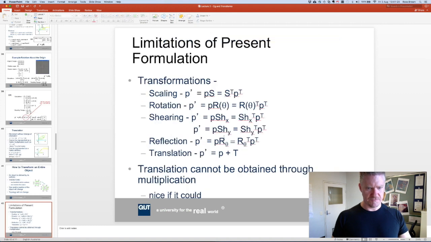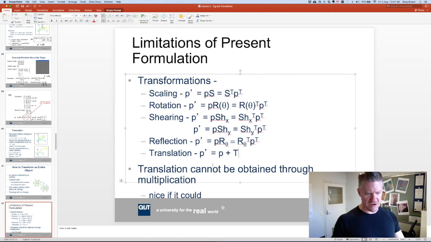So the present formulation, of course, we can represent all the transformations, that's fine, but translation cannot be obtained through multiplication. Nice if it could. So that last little sucker there is a bit of a problem, because that means we can't then multiply all the transforms together.